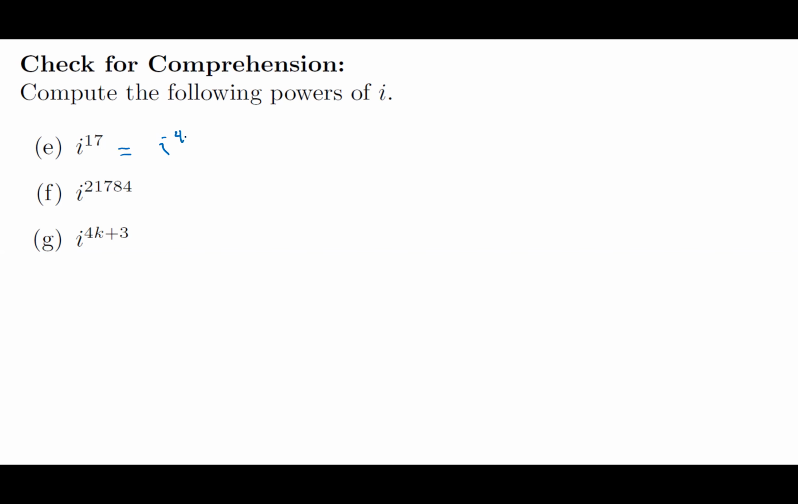I'm going to write that as 4 times 4 plus 1. 4 times 4 is 16 plus 1 is 17. Now, why did I choose to do this? Well, because I can break it up, right? Simple laws of exponents. And then i to the 4th times 4 plus 1 is really i to the 4th to the 4th times i, which is just 1 to the 4th times i, which is just i, okay?